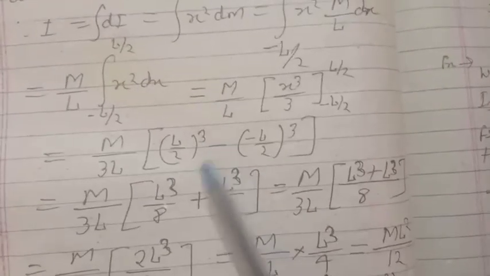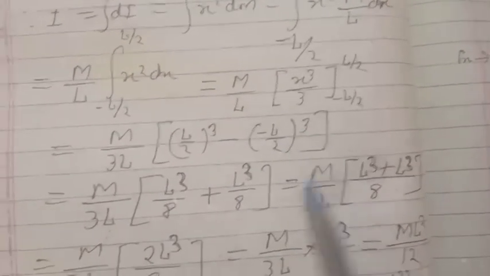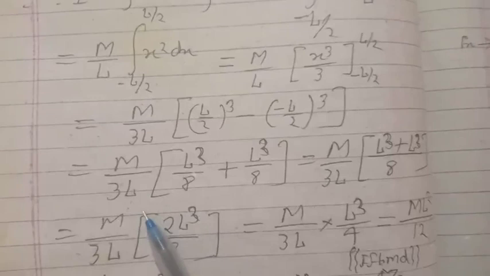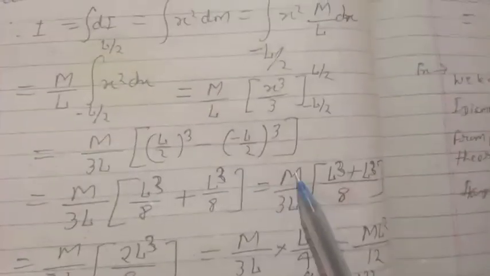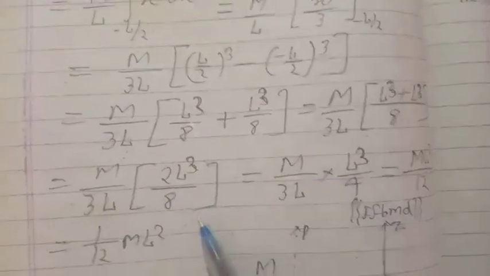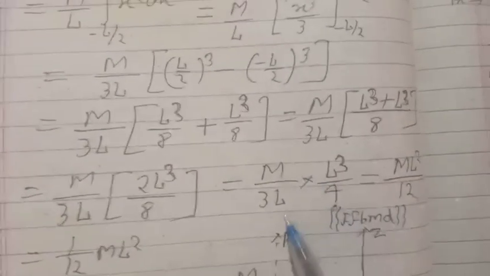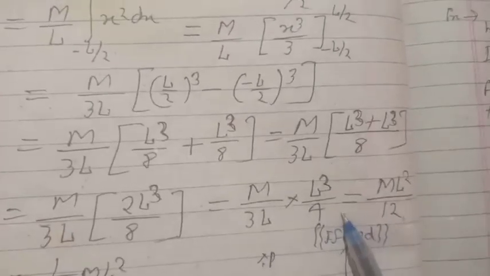Solving this, putting in the values, M by 3L times L cube by 8 plus L cube by 8, equals M by 3L times 2L cube by 8, equals M by 3L into L cube by 4, equals ML square by 12. So I equals 1 by 12 M L square.